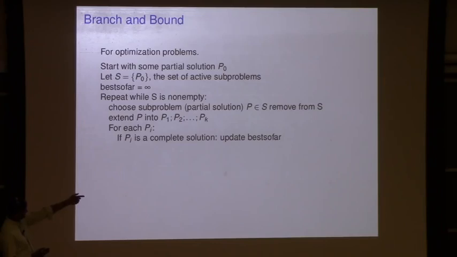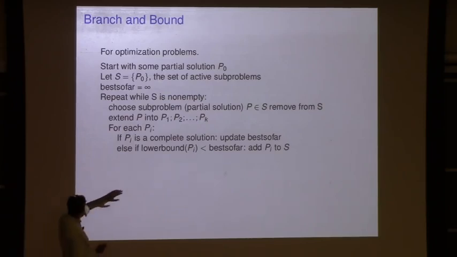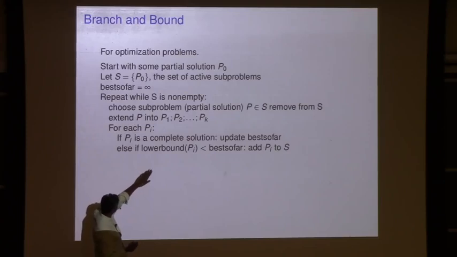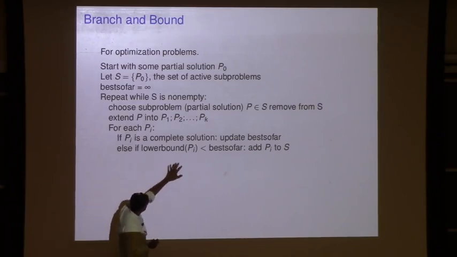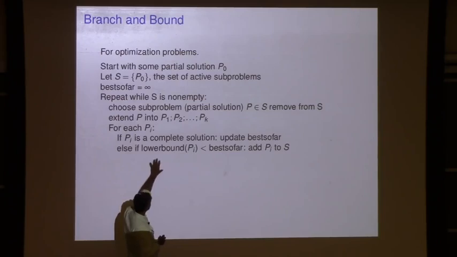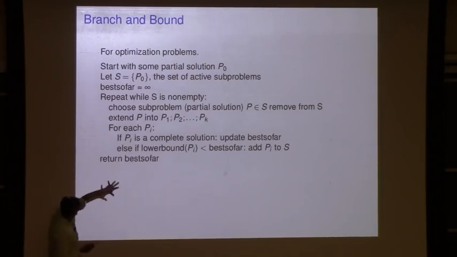Or here, in case you could just compute the value of your solution. Else if, now we're going to add this thing called lower bound. We're going to add this function that gives you some more power to guide your search. The lower bound is something you compute about the solution. Then if it's less than best so far, you add PI to S. And then return the best so far.